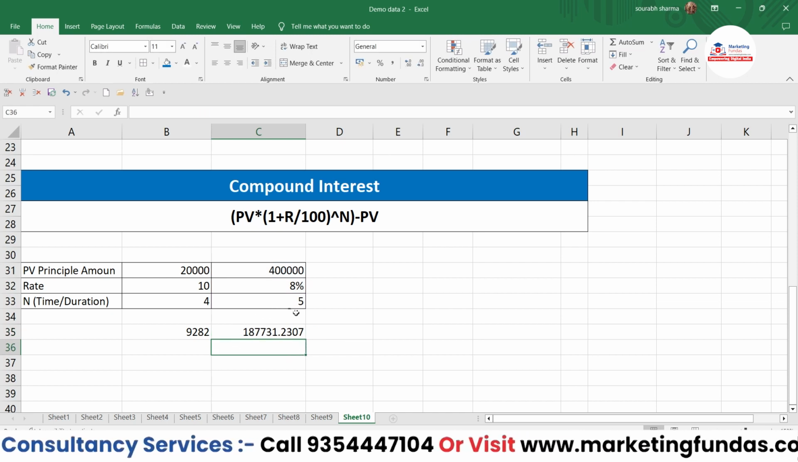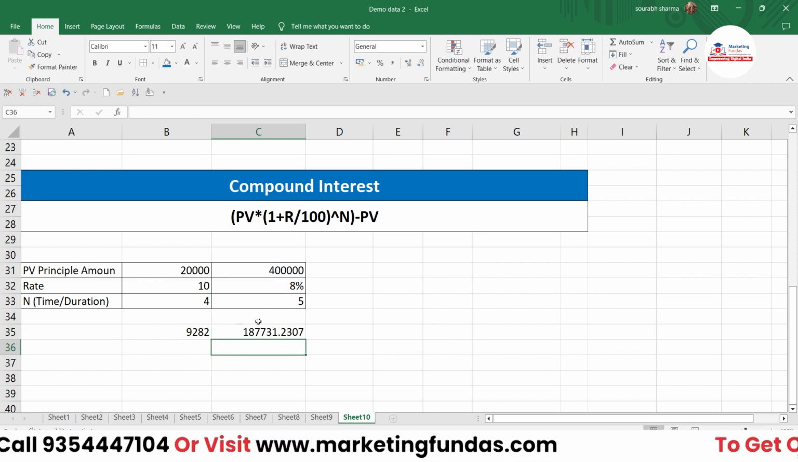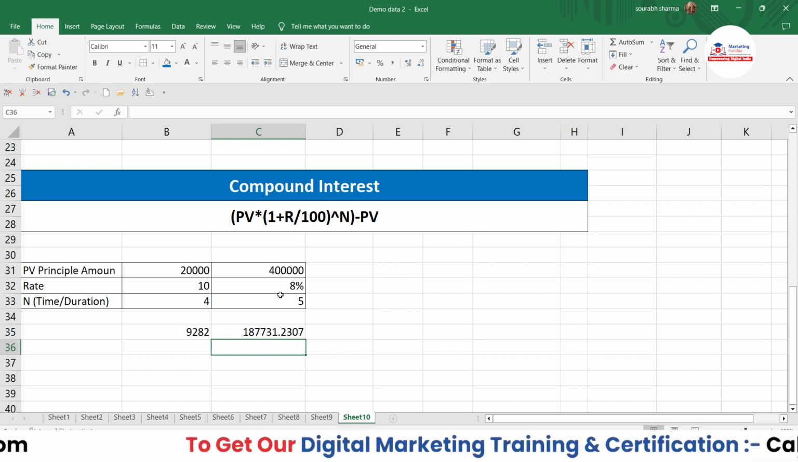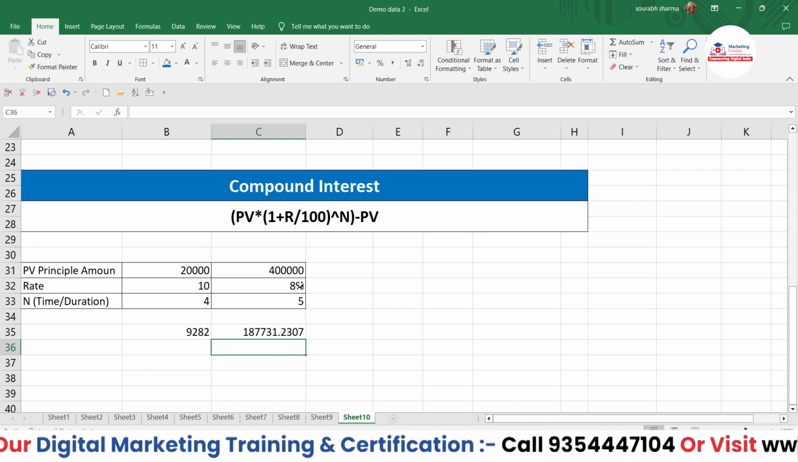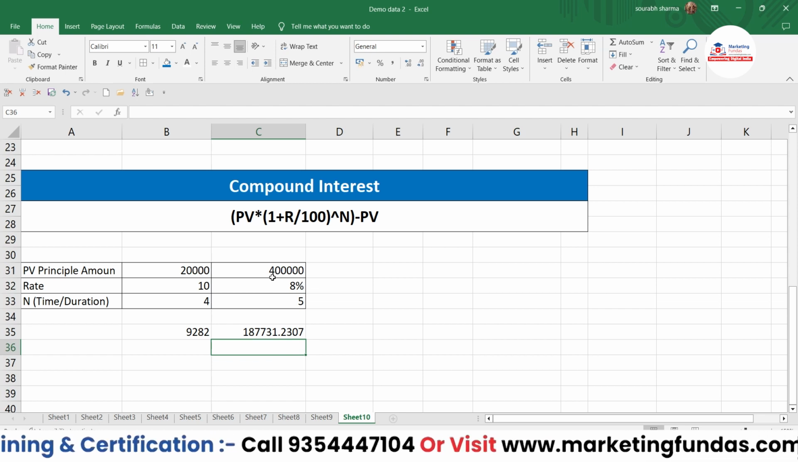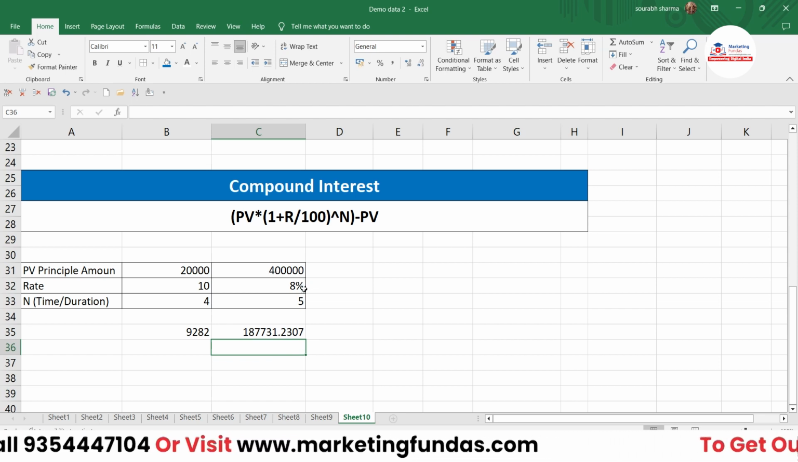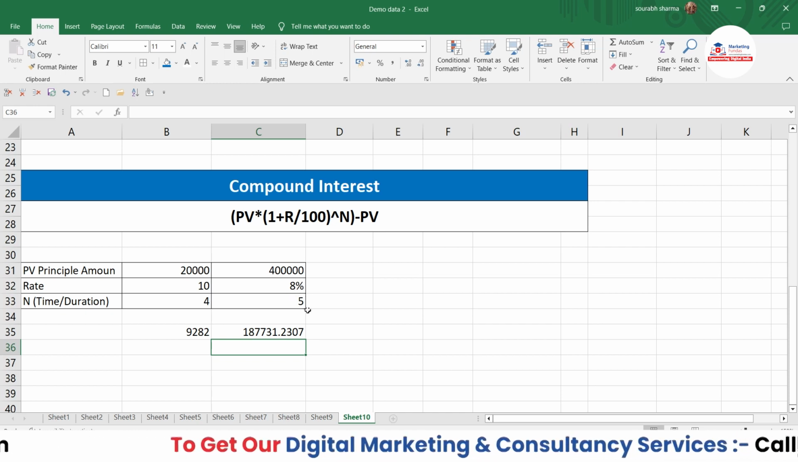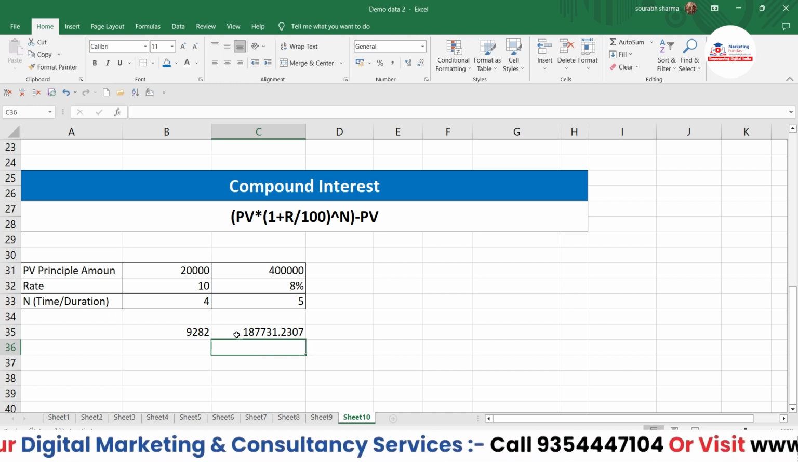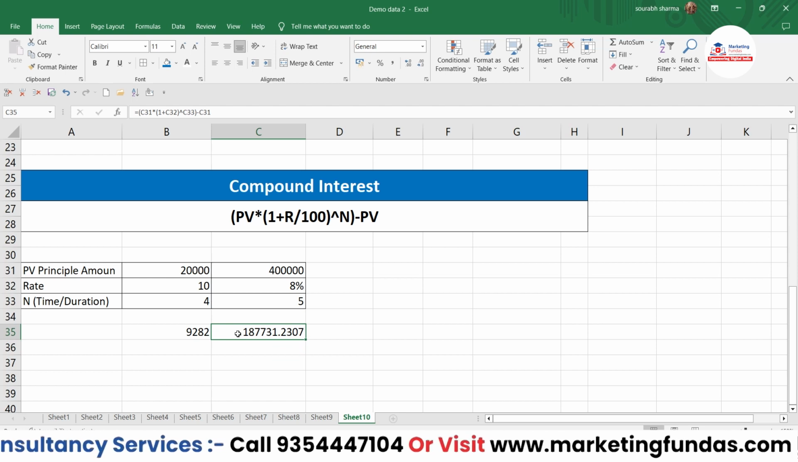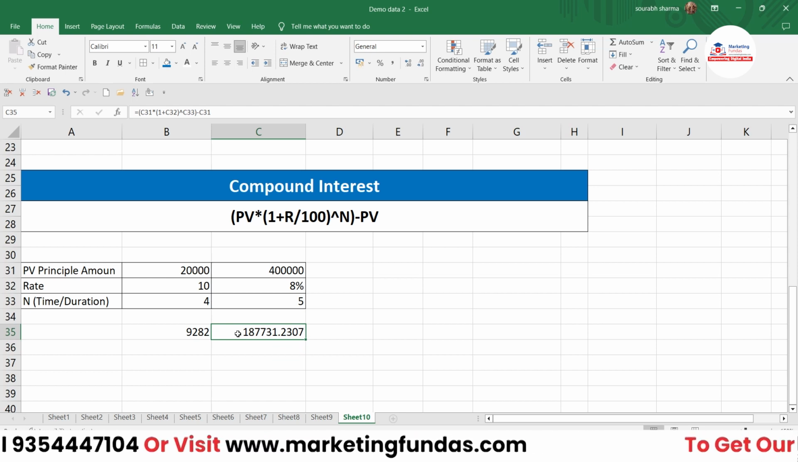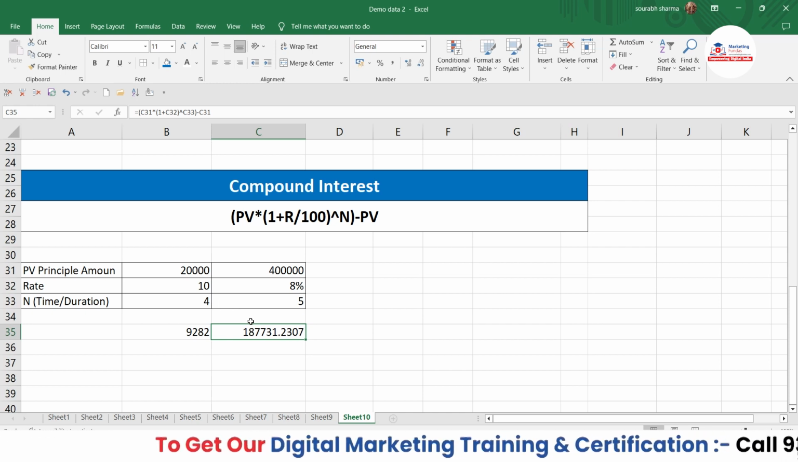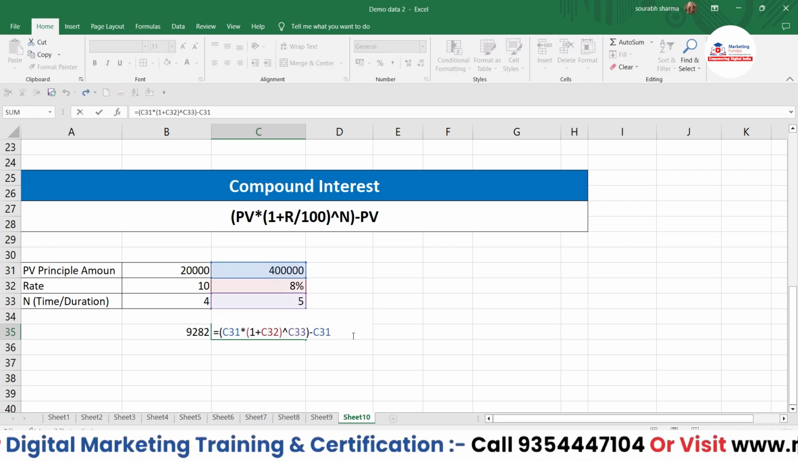So this is the compound interest, right? So basically this is the compound interest you have to pay if you borrow around 4 lakh dollars at the rate of 8%, right, for 5 years. And if you are paying compound interest, then you have to pay this much amount, around 1,87,000, right? So I hope you understood. If you didn't understand, let me show you once again.